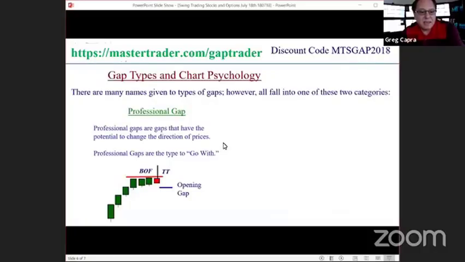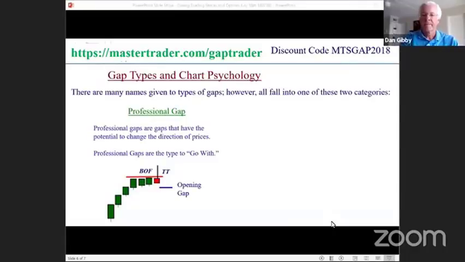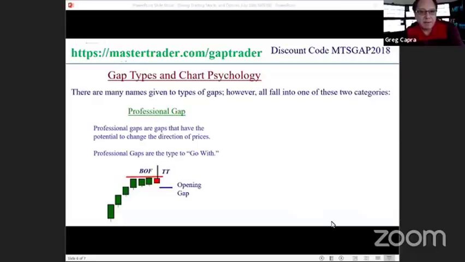But professional gaps do what the chart says they should do. Meaning in this case, there was a reversal. The BOF means a breakout failure. And you have a topping tail that took out those highs. So there are many elements here to this setup that say it's a pro gap and it should go lower. And it shows the opening gap there, exactly where it says. So that provides us the setup to say this is going lower.